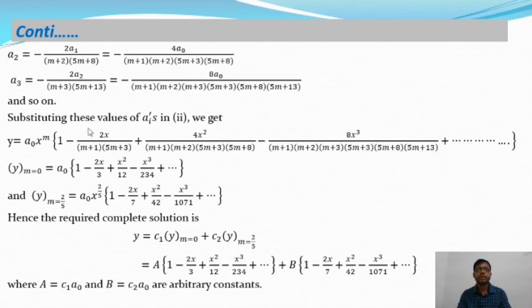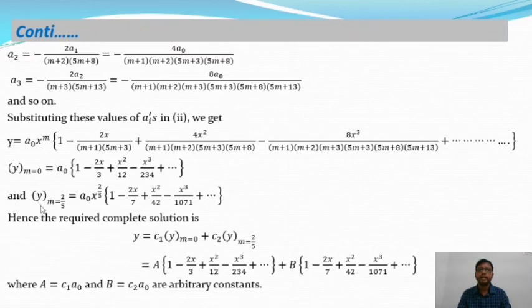So now substituting these values of a_i's in equation 2, we will get y is equal to a0 into x to the power m into 1 minus 2x by (m plus 1)(5m plus 3) plus 4x squared by (m plus 1)(m plus 2)(5m plus 3)(5m plus 8), and so on. So these are the series solutions of the given differential equation. So at m is equal to 0, we get the solution of y, and it will be a0 into 1 minus 2x by 3 plus x squared by 12 minus x cubed by 234 and up to infinity.